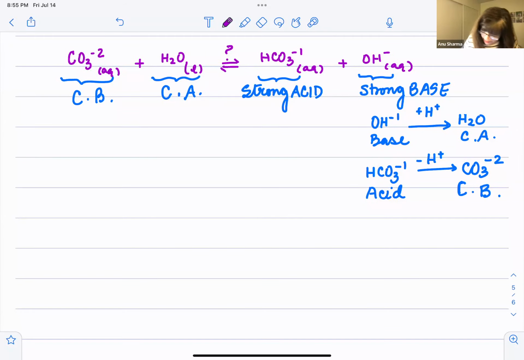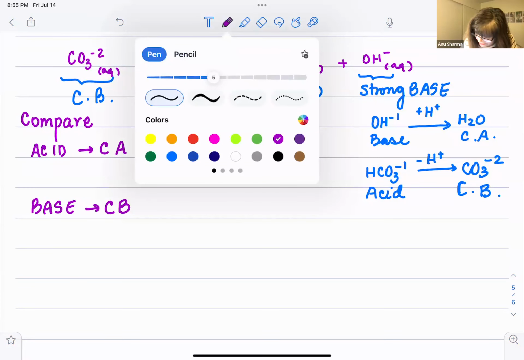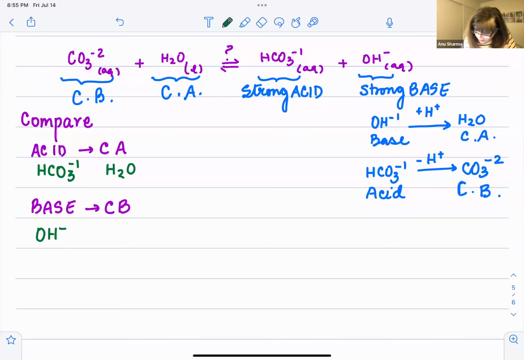Now, let me write this down. Compare an acid to a conjugate acid, and a base to a conjugate base. Okay, an acid is HCO3 minus one, a strong acid, to the conjugate acid, H2O. So we are going to compare these two. And then a base is the OH minus, and you compare it to the conjugate base, carbonate, CO3 minus two. Okay, so let's do the HCO3 strong acid to water.